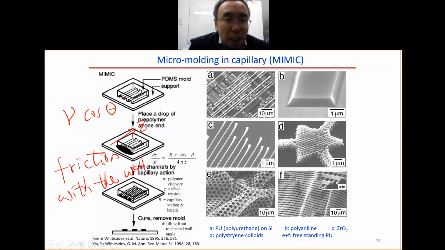Also, the deeper it fills in, the more difficult it is to fill, because you have more friction with the wall. That's why you have another term here, the z term at the bottom. The deeper it goes, the more difficult to fill in because of more friction with the wall. Now this number R is the radius, for the circular case.